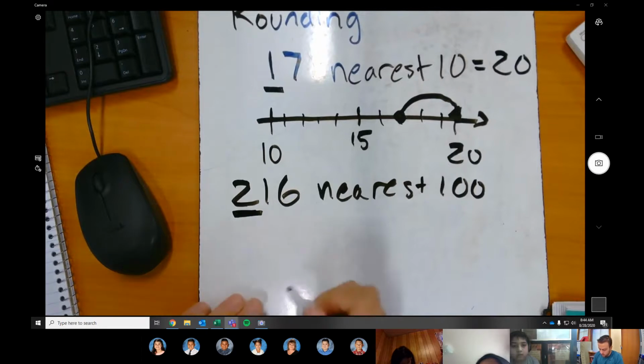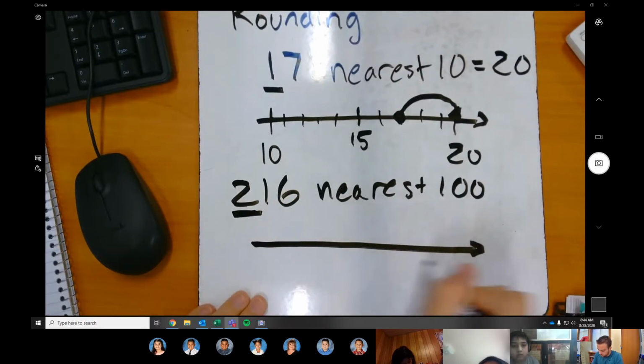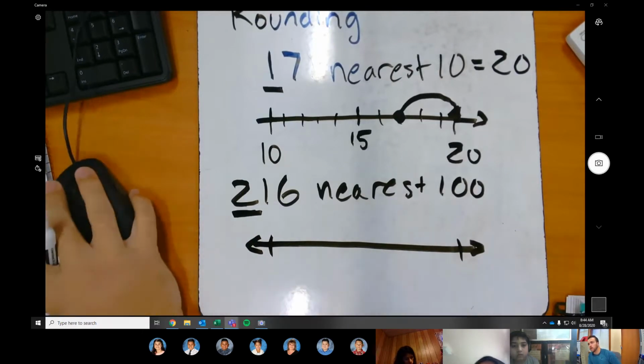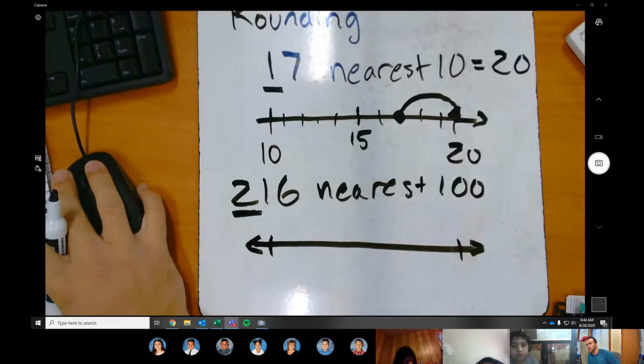Okay, so now if we're going to do our number line again, we have our top and our bottom. Let me see. Alex is coming in. Let me let him join.